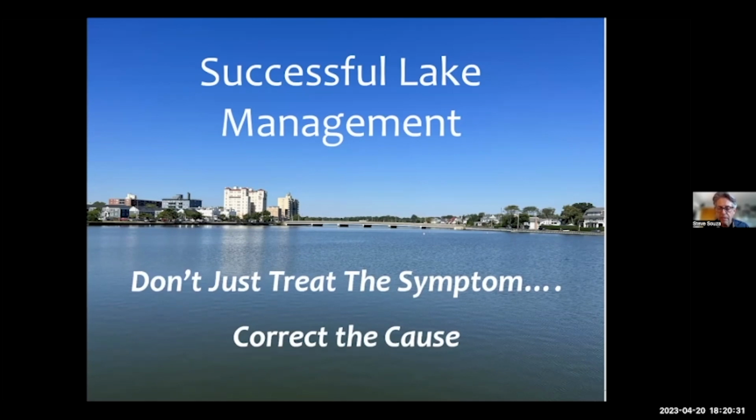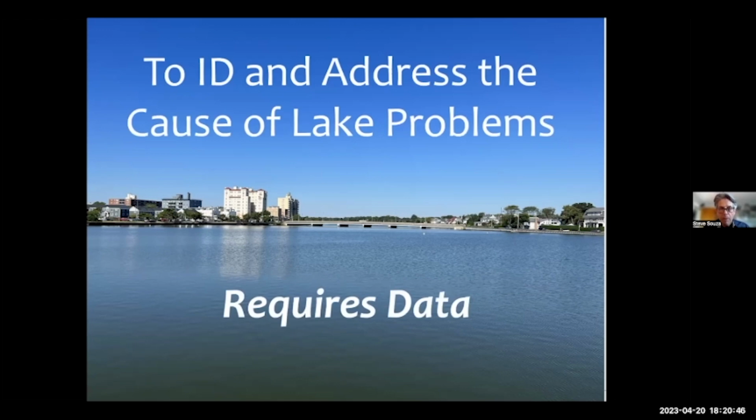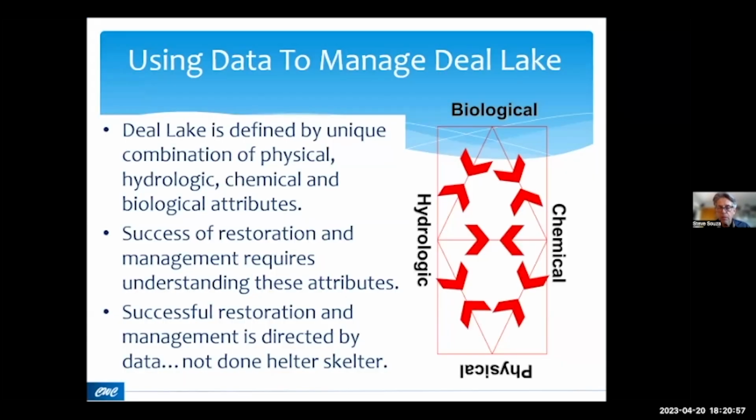And that distinguishes us between lake managers and just doing maintenance. And it's important for the long-term restoration of the lake that we're managing the lake. We're not just maintaining it. But to ID and address what's causing problems in Deal Lake and any other lake requires data, and it requires a lot of data. And the reason being is that lakes are very complex living organisms.